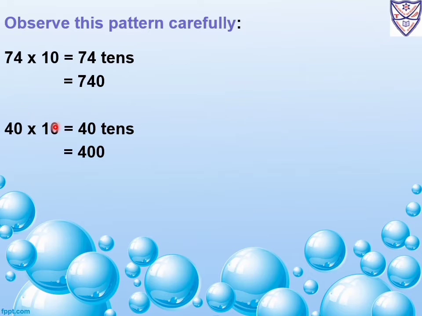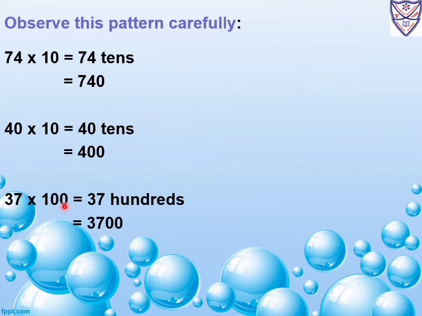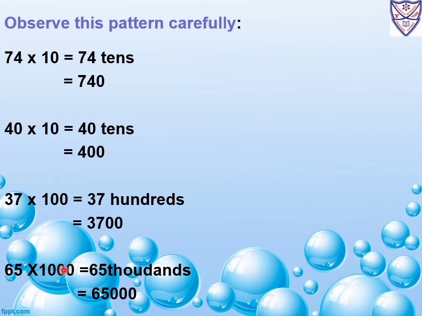40 multiplied by 10. What will we get? 40 tens. In 10, how many zeros are there? 1. So first we write 40, then we write 0, and it becomes 400. 37 multiplied by 100 is equal to 3700. First we write 37. In 100, how many zeros are there? 2. So we write 2 zeros, and it becomes 3700. 65 multiplied by 1000 becomes 65,000. First we write 65. In a thousand, how many zeros are there? 3. So we write 3 zeros, and it becomes 65,000.